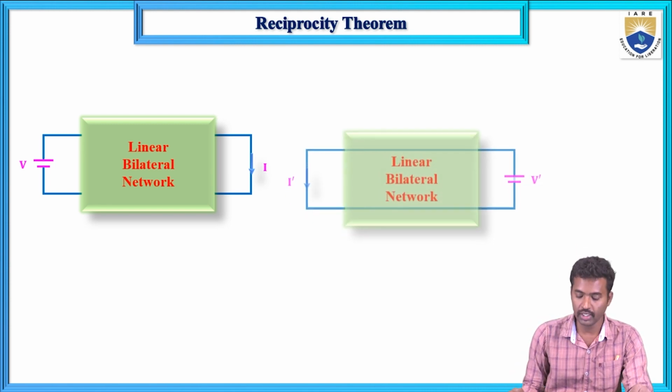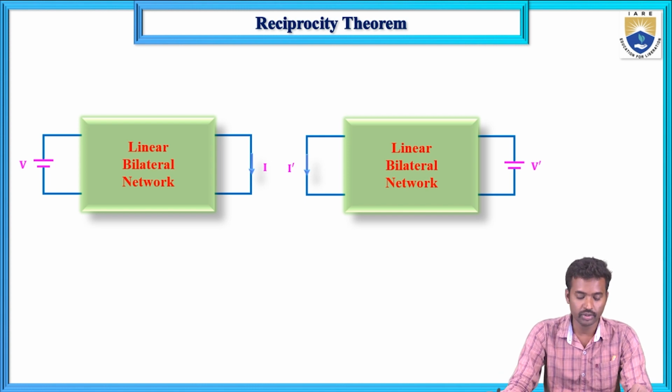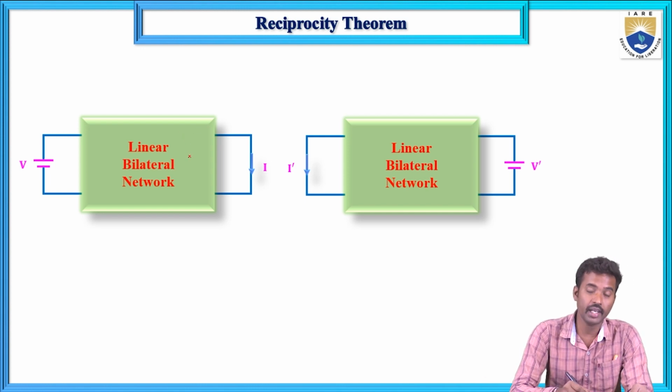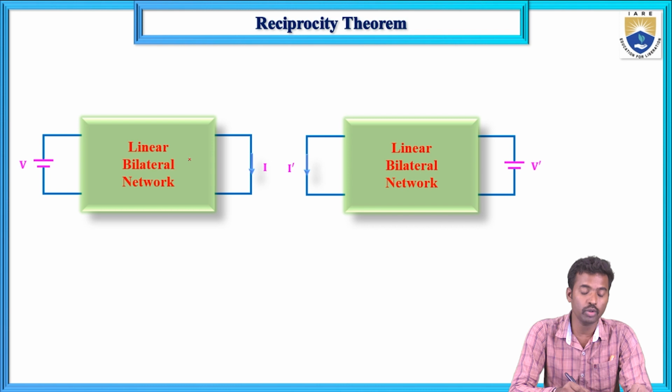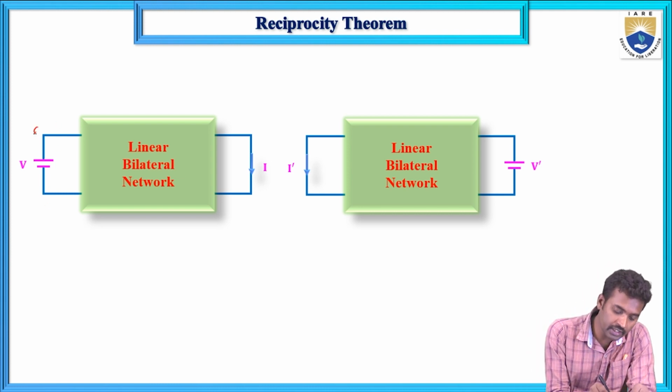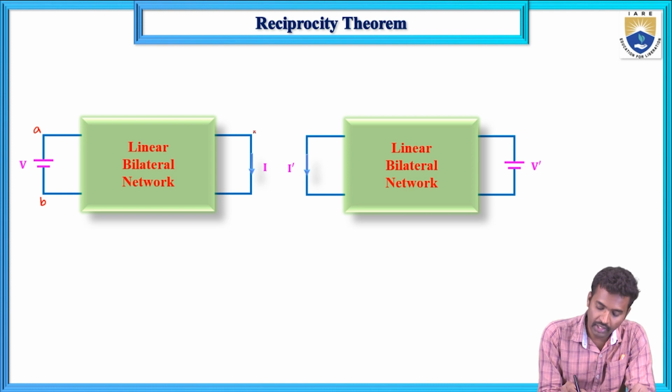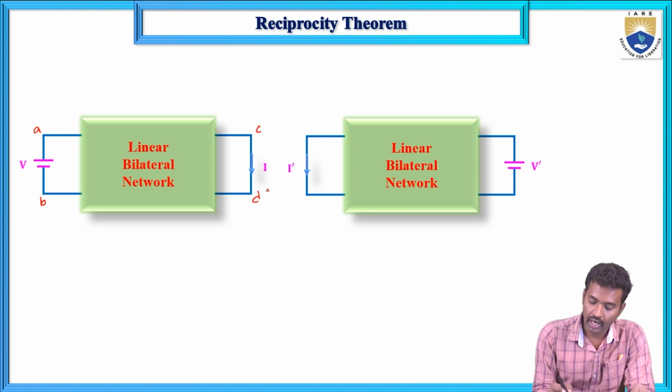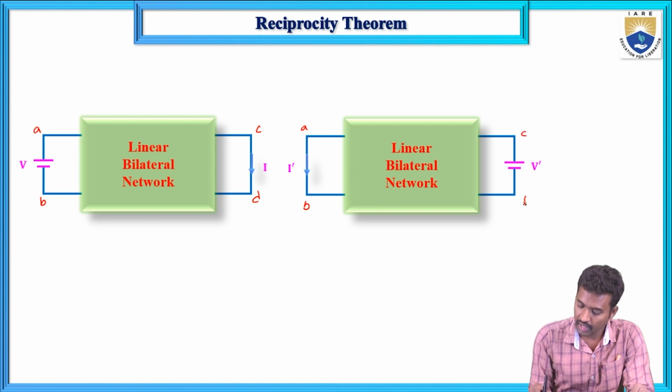So if you see here, this is the circuit. It is a linear bilateral network. It can be applicable only for a linear bilateral network, and only for a single source network, not for a multi-source network. And here in a linear bilateral network, this is the source terminal, that means excitation terminal, A and B, and this is C and D.